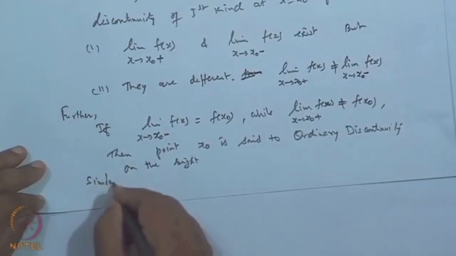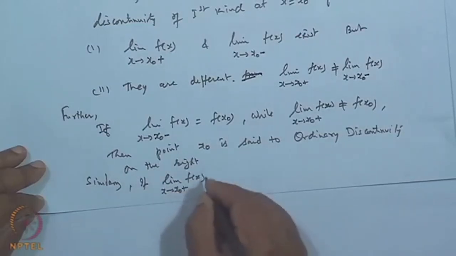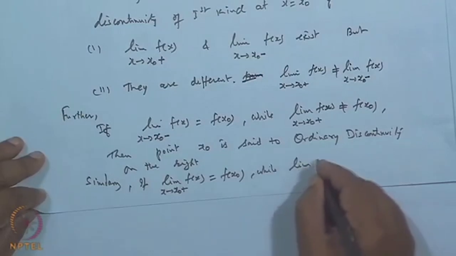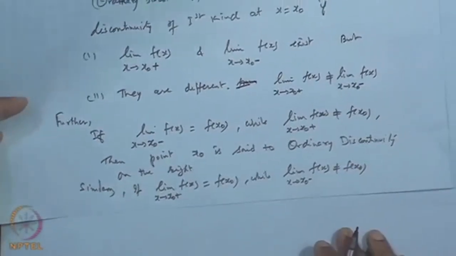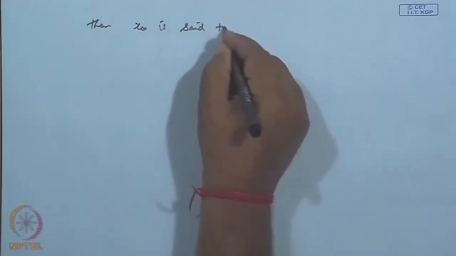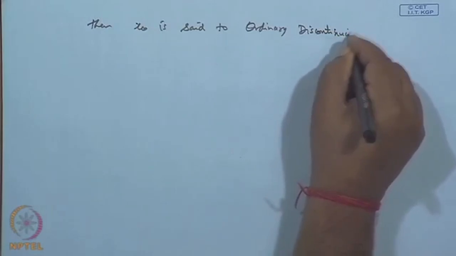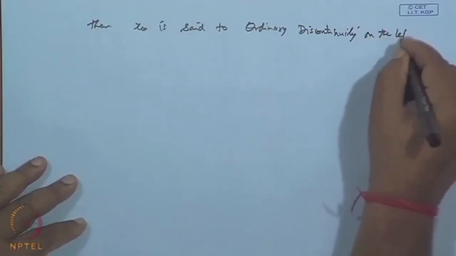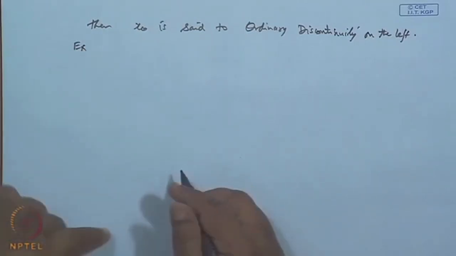Similarly, if the limit of this function f x when x tends to x naught plus coincides with the functional value f x naught, while the left hand limit exists but is different from the value of the function f x naught, then we say x naught is said to be an ordinary discontinuity on the left. Okay.